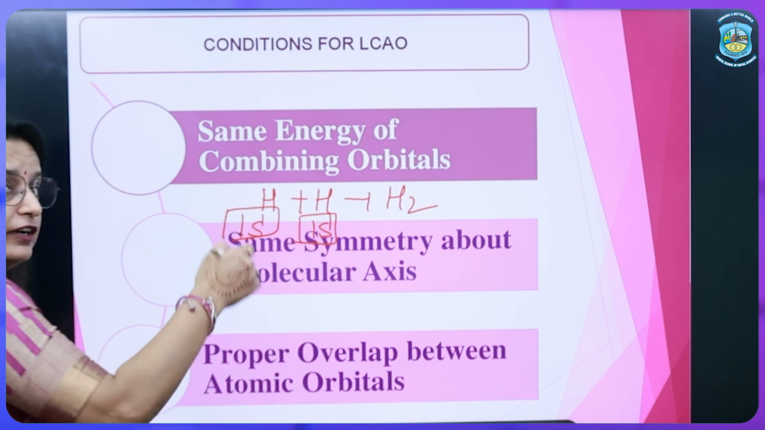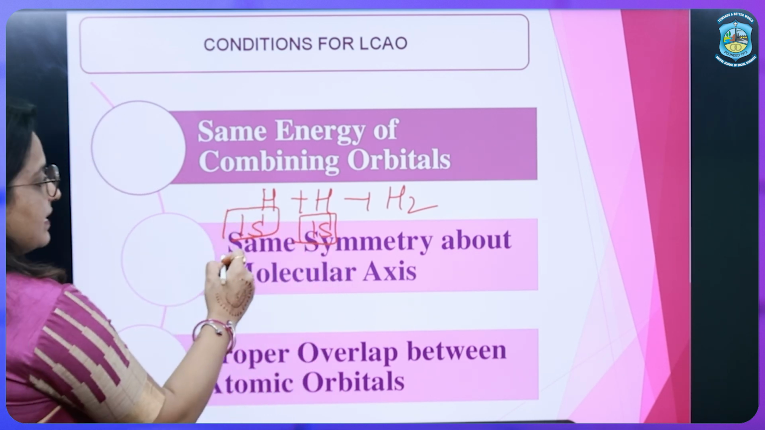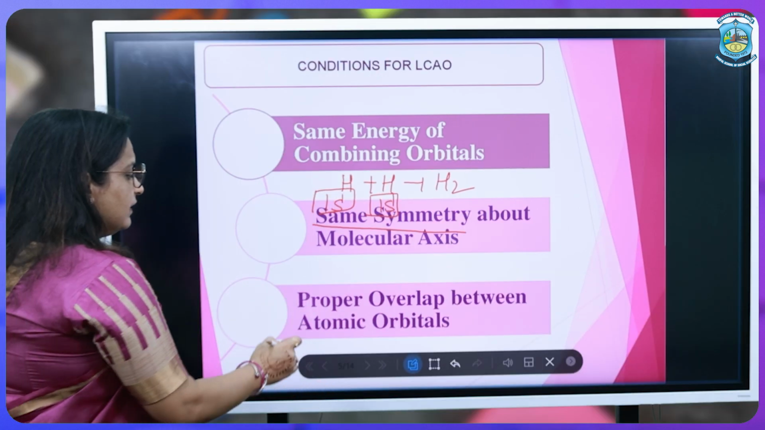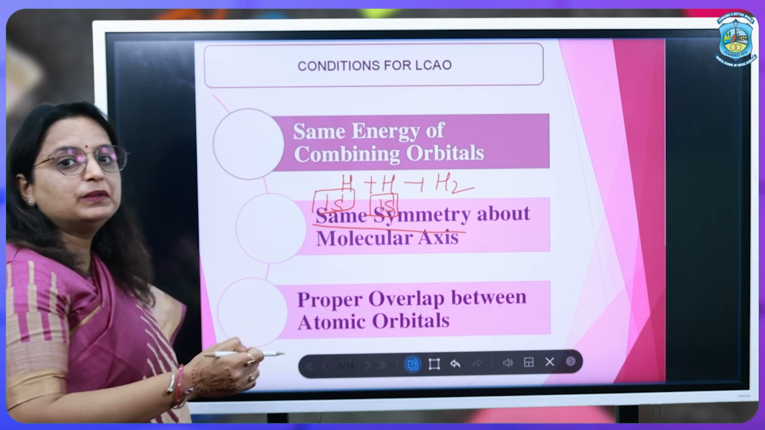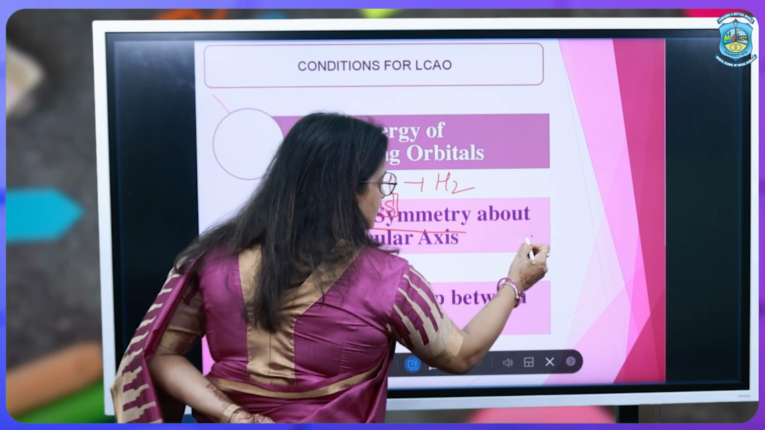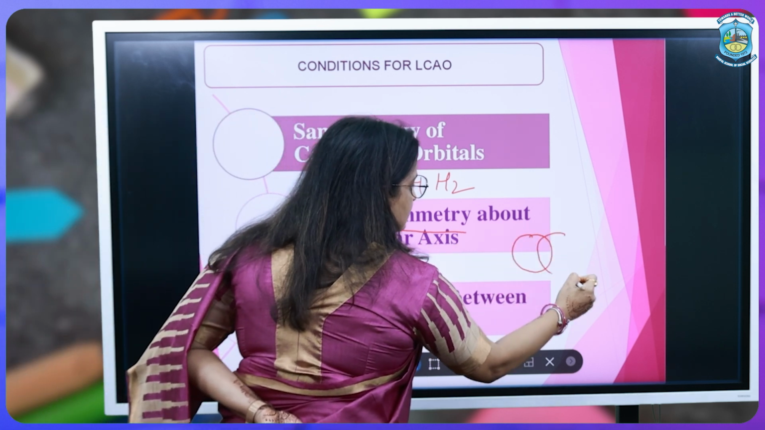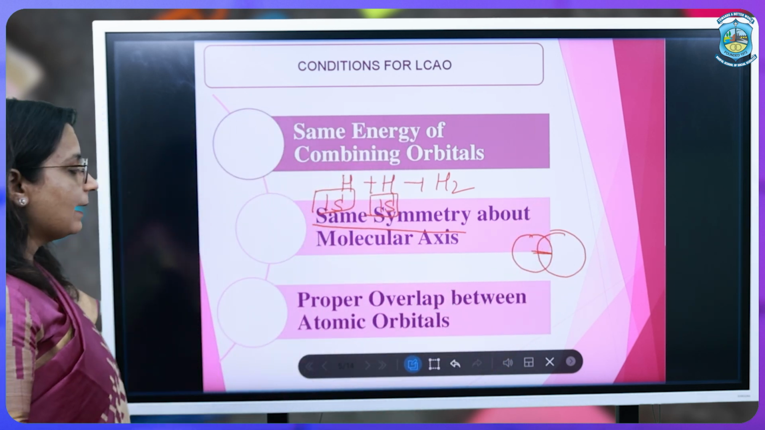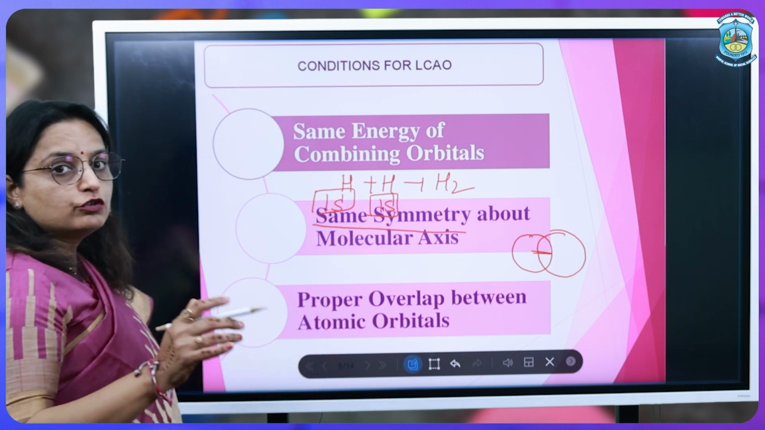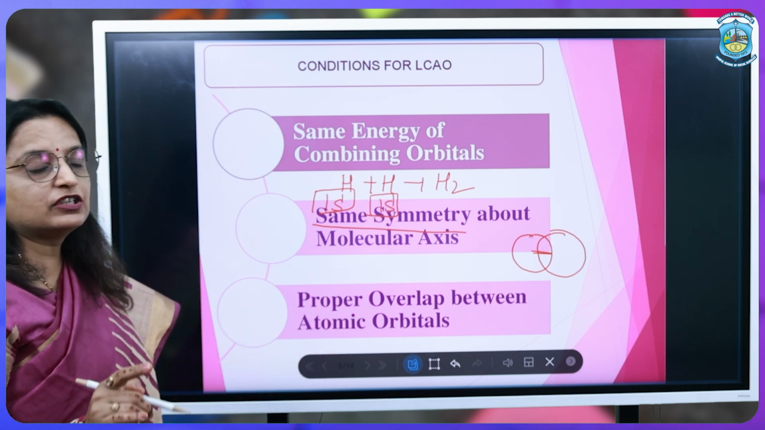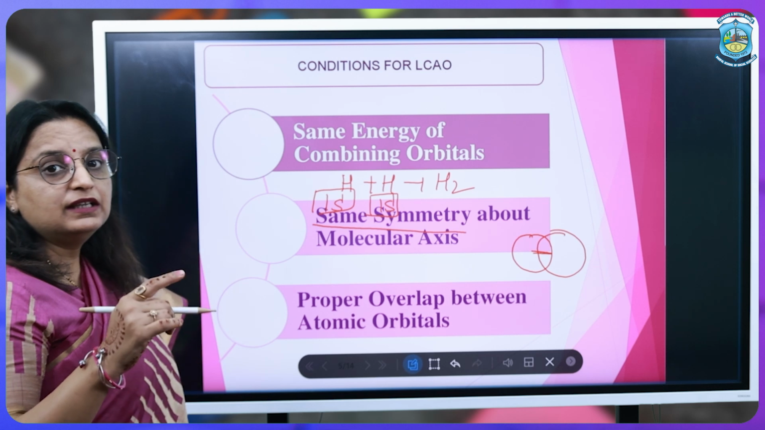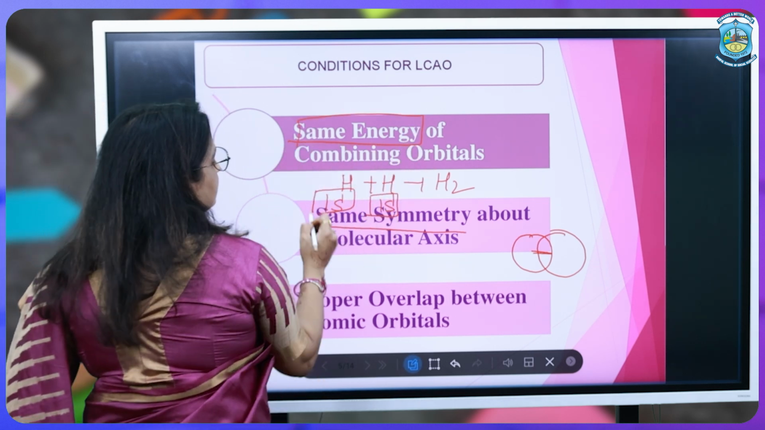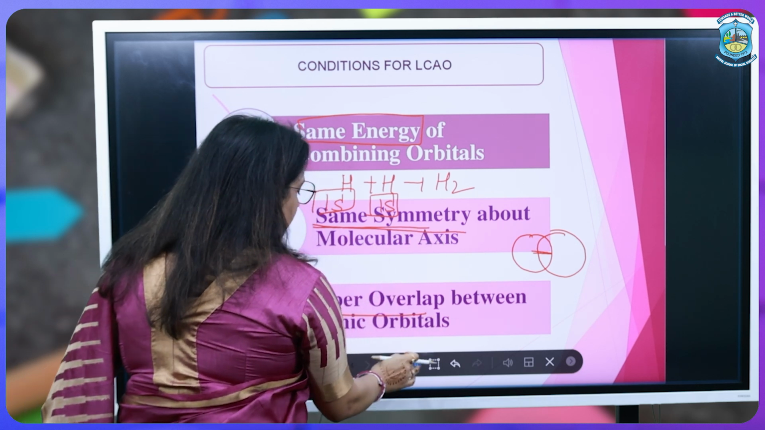And the second condition for combination is presence of the same symmetry about the molecular axis, and the third one is proper overlapping between the atomic orbitals. As you can see, an s orbital is spherical and this is another one, so they can easily overlap and show proper overlapping between the atomic orbitals. So we have to remember these three conditions before moving on to the linear combination of atomic orbitals: same energy, same symmetry, and proper overlapping.